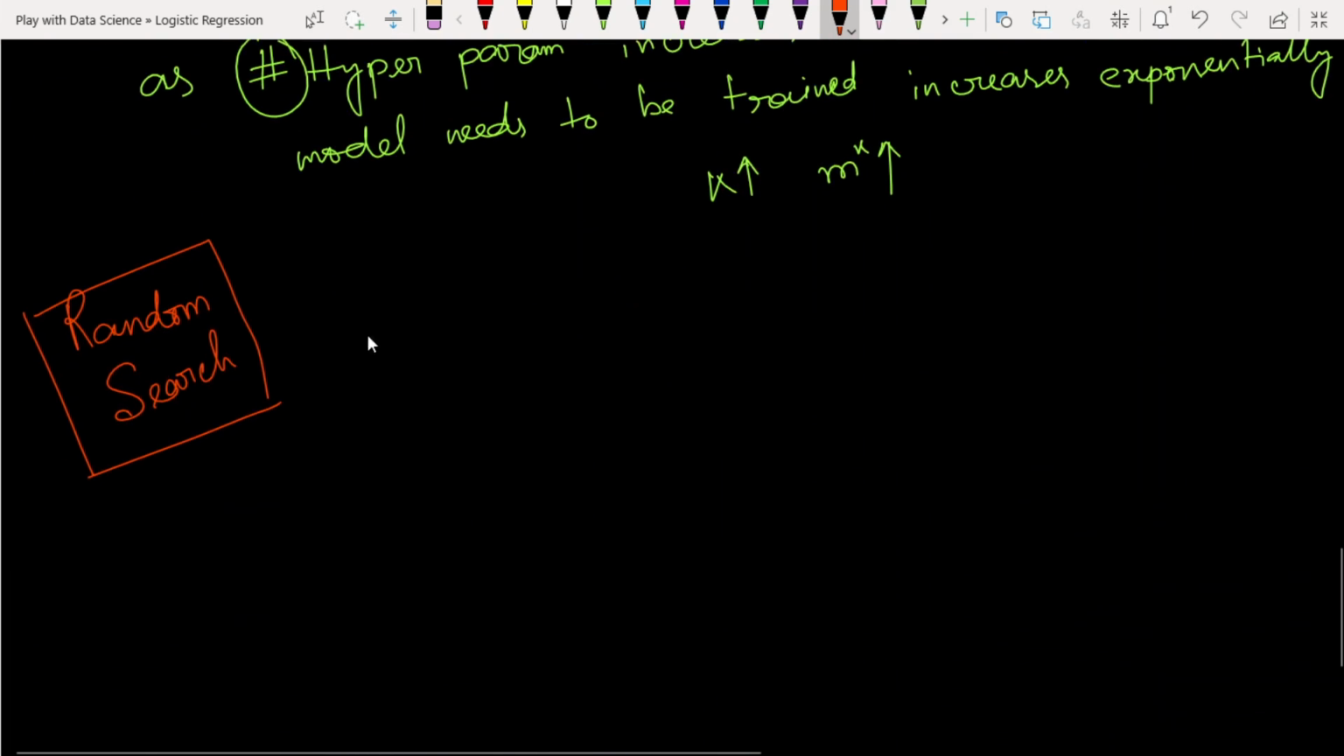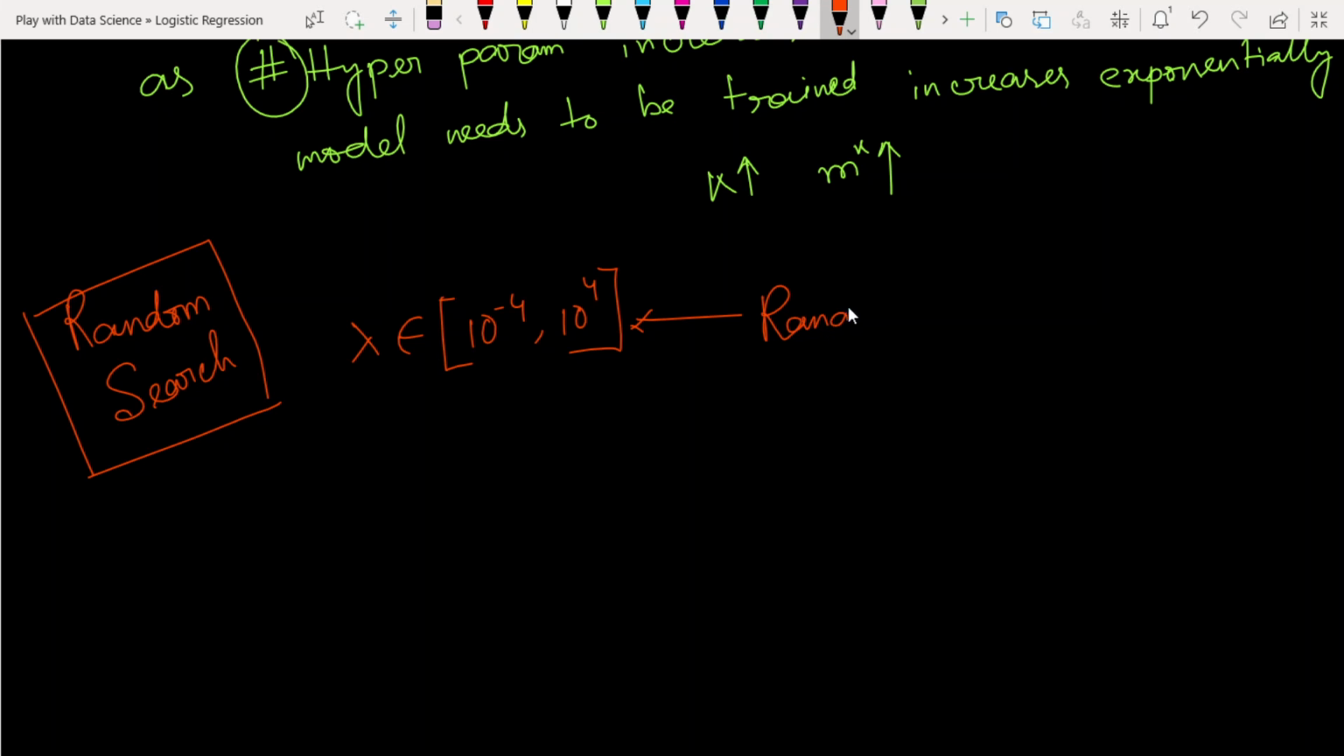Suppose our hyperparameter is lambda, and its value lies between 10 to the power minus 4 and 10 to the power 4. First, we randomly pick a value in this interval. We pick a random value from this interval.